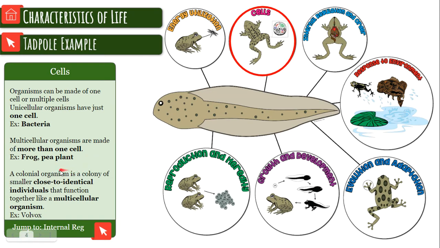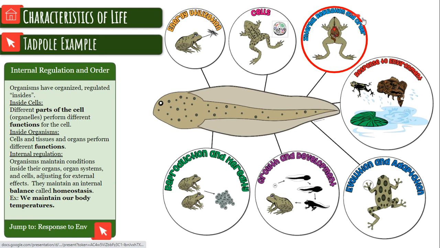And then we also have organisms that are colonial, meaning they are made of a colony of smaller, close to identical individuals that function together like a multicellular organism. And a good example of this is the volvox, which is from the protist kingdom.